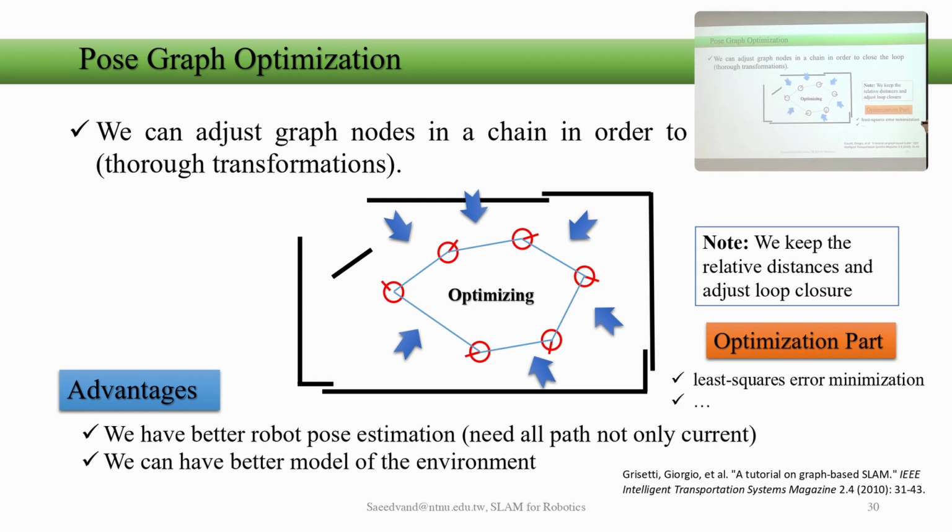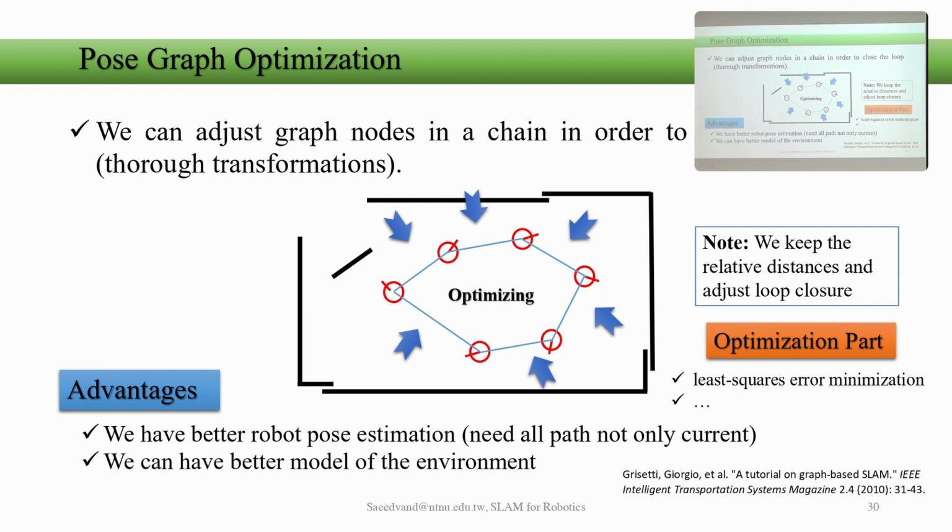We have some notes here that I stated for you: we keep the relative distance and adjust the loop closing problem, and in the optimization part, we can use different techniques. For example, least square error minimization can help us to do that, and here I put some source or original paper that you can study to see details of how you can implement it. During this chapter, I will have a lot of these. If you want to see more details of the calculation, proof, or something, you can refer to the original paper and see much more of what is happening in detail.